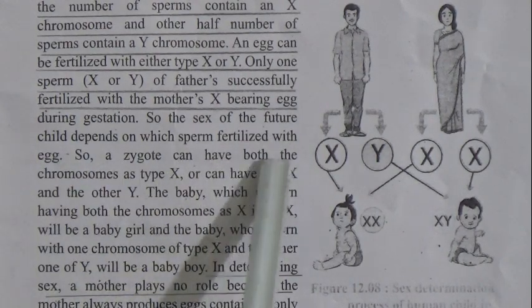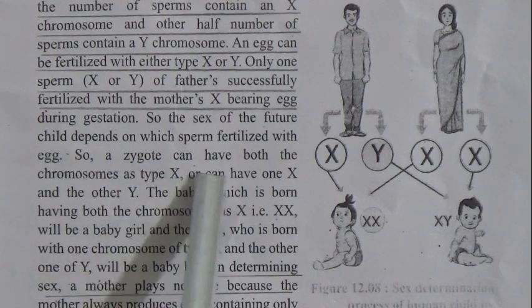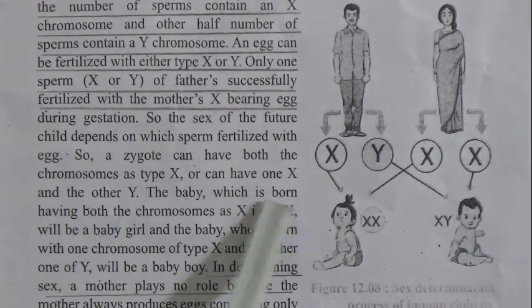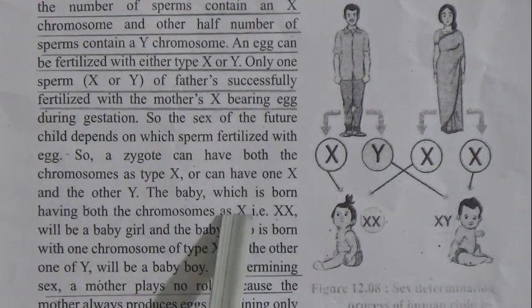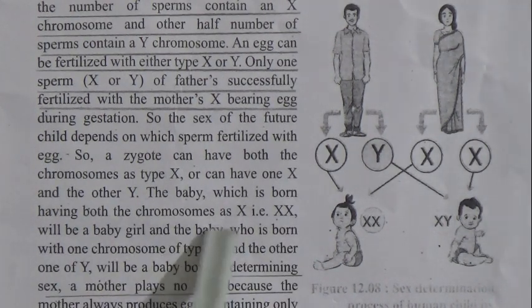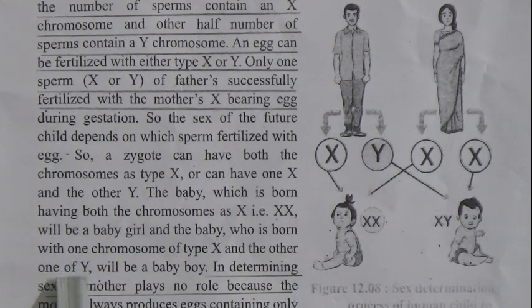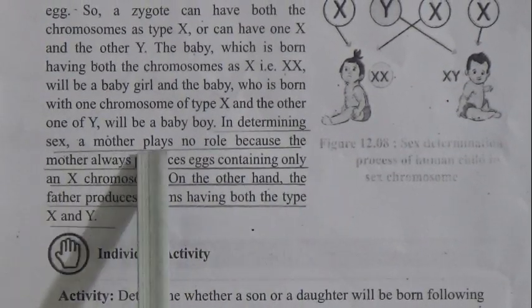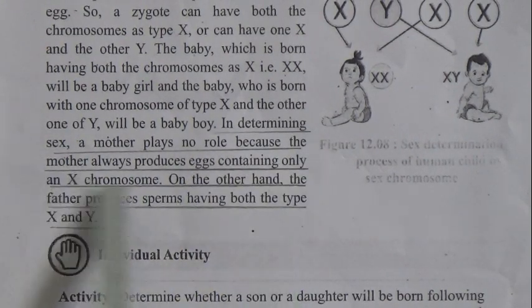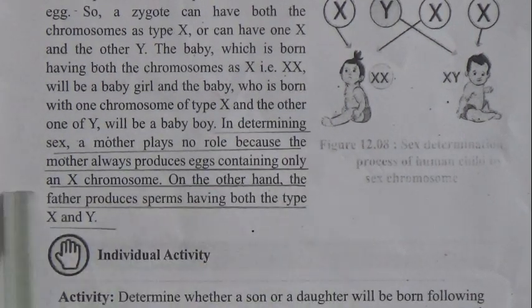So a zygote can have both chromosomes of type X, or can have one X and the other Y. The baby born with both chromosomes X, that means XX, will be a baby girl, and the baby born with a chromosome of type X and the other Y will be a baby boy. In determining sex, the mother plays no role, because the mother always produces eggs containing only an X chromosome. On the other hand, the father produces sperm having both types, X and Y.